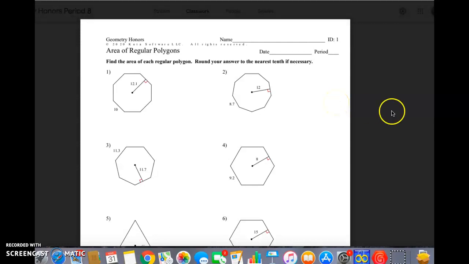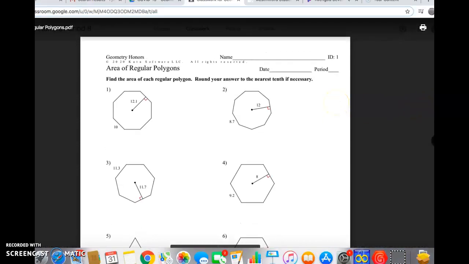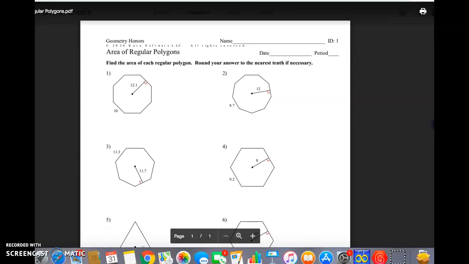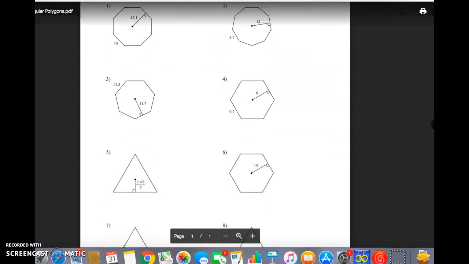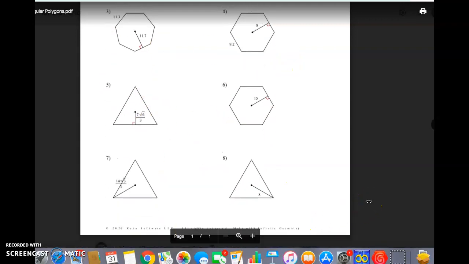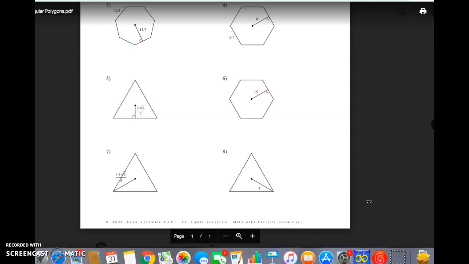All right, so I had a request about some of these last problems because they don't provide a side measurement, right? Some of these have the side measurements, but 5, 6, 7, and 8 do not have side measurements. So these are the harder ones. You have to find everything. So I picked a problem like number 6 to go through, right?